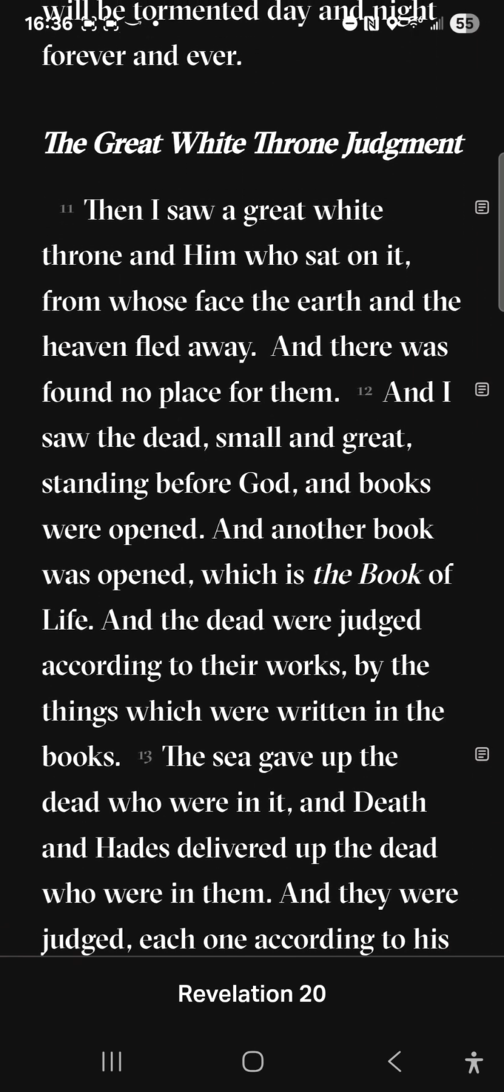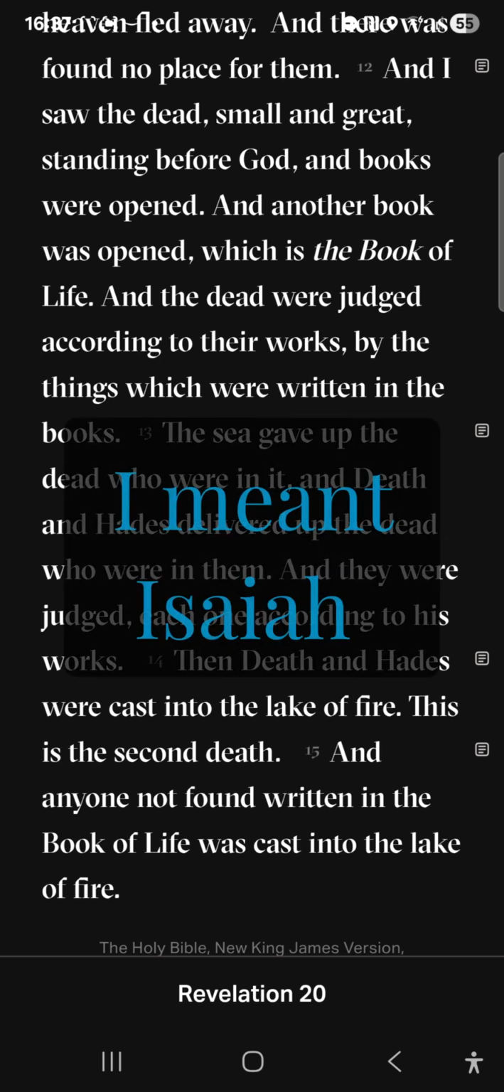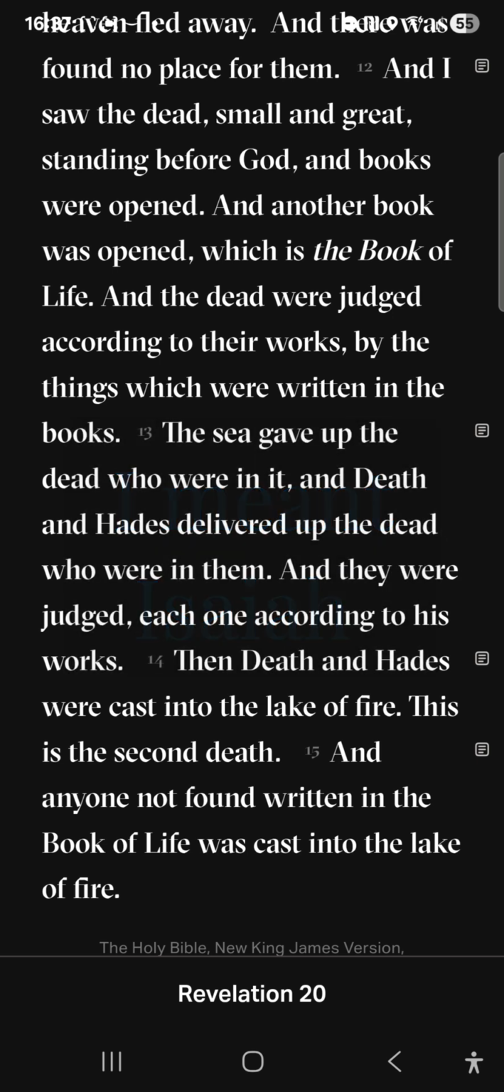Then I saw a great white throne and him who sat on it, from whose face the earth and the heaven fled away, and there was found no place for them. And I saw the dead, small and great, standing before Yahuah, and books were open. And another book was open, which is the book of life. And the dead were judged according to their works, by the things that were written in the books. The sea gave up the dead who were in it, and death and Hades delivered up the dead who were in them. And they were judged, each one according to his works. Then death and Hades were cast into the lake of fire. This is the second death. This is the burning, the fire that it is talking about in Revelation. And anyone not found written in the book of life was cast into the lake of fire.